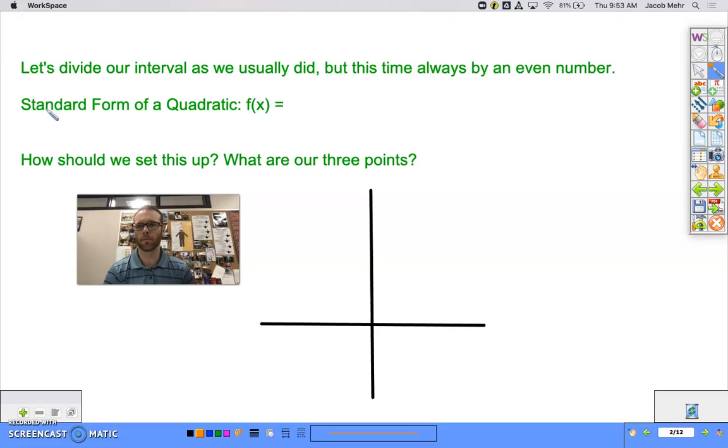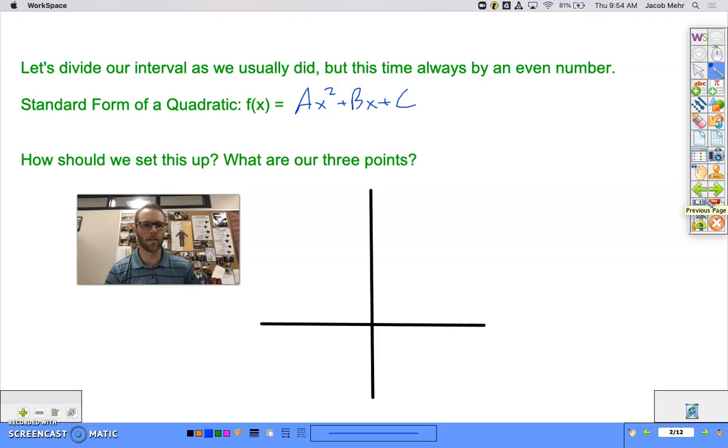First off, what's the standard form of the quadratic equation? f(x) = ax² + bx + c, if we write it in our standard form. Now, how about our intervals? Up here I make the note, we're going to divide into intervals like we did before. We'd say 10 rectangles, or 12 trapezoids. We're going to divide it into intervals, but this time it always has to be an even number of intervals.